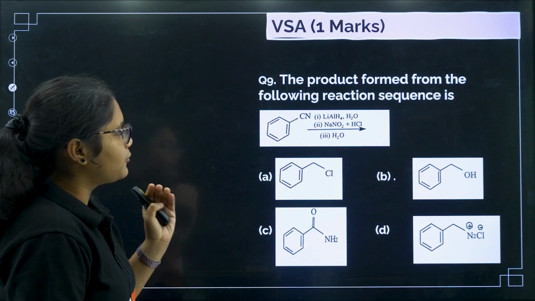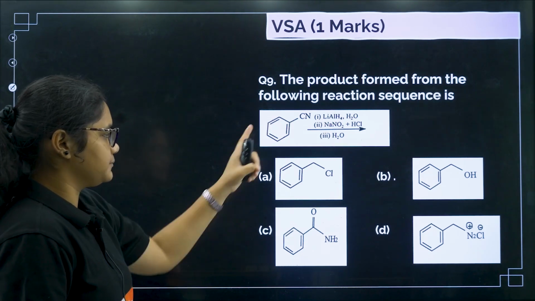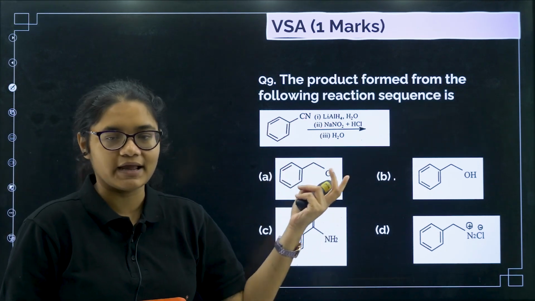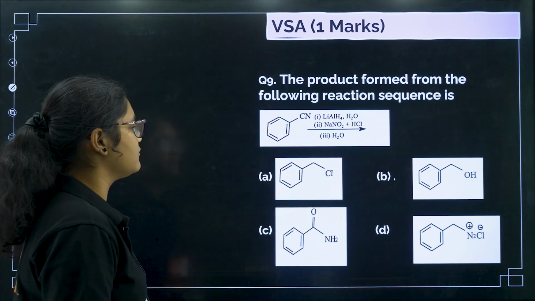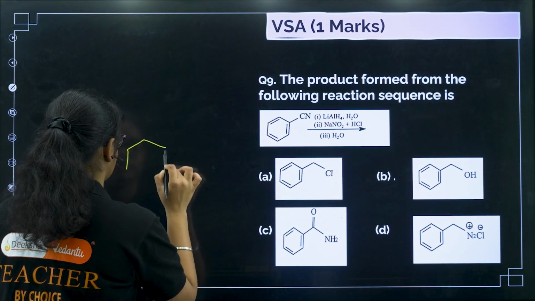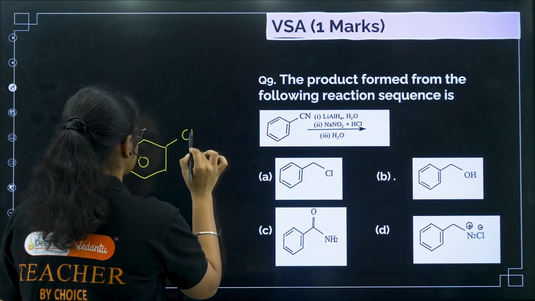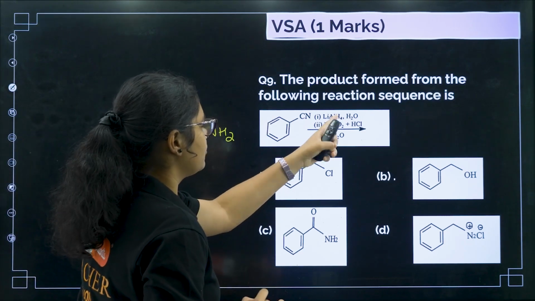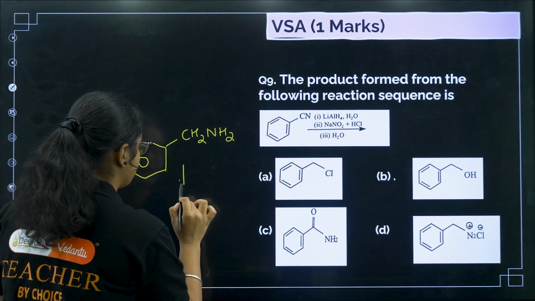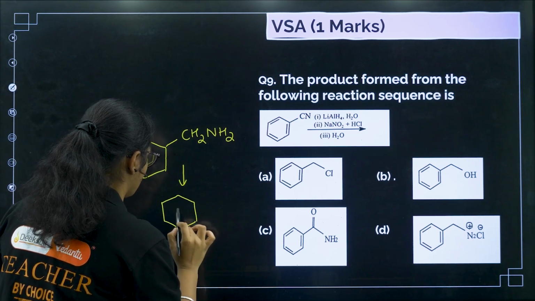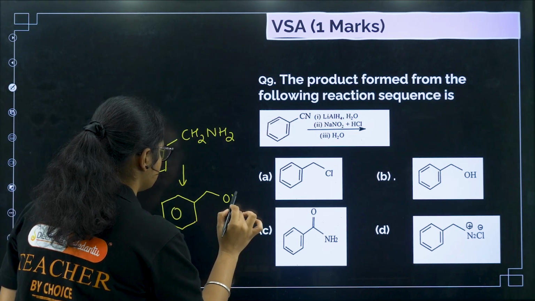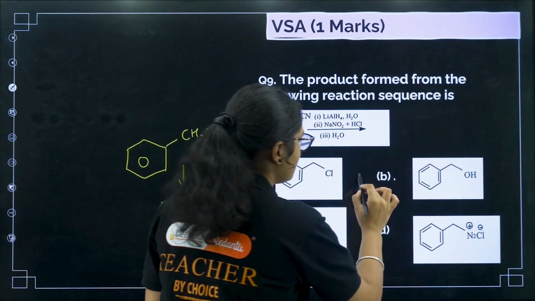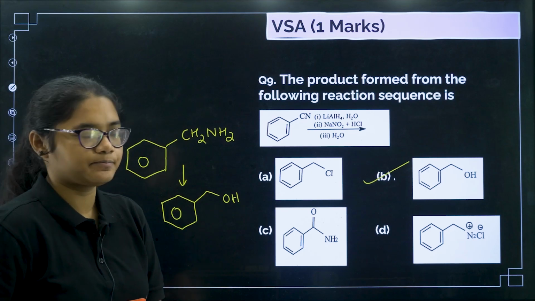Next is question number 9, the product formed from the following sequence of reactions. First you have RCN and you are treating with LiAlH4. We all know LiAlH4 is a reducing agent, so it will convert this one to RCH2NH2, okay. Now with NaNO2 HCl, that is with nitrous acid, it will get converted to alcohol, okay, RCH2OH, and that will be the final product. Option number B will be the correct answer here, okay.